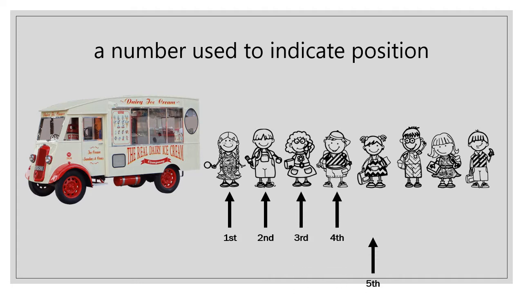The girl behind him is fifth. The boy behind her is sixth. The girl behind him is seventh. And the boy at the very end, well, he's eighth.